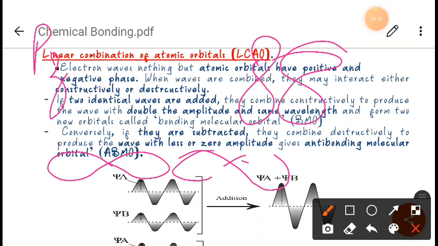If the overlap is head on, that is along the internuclear axis, it gives bonding and anti-bonding sigma molecular orbitals, while the sideways overlapping gives pi molecular orbitals. We will see this.